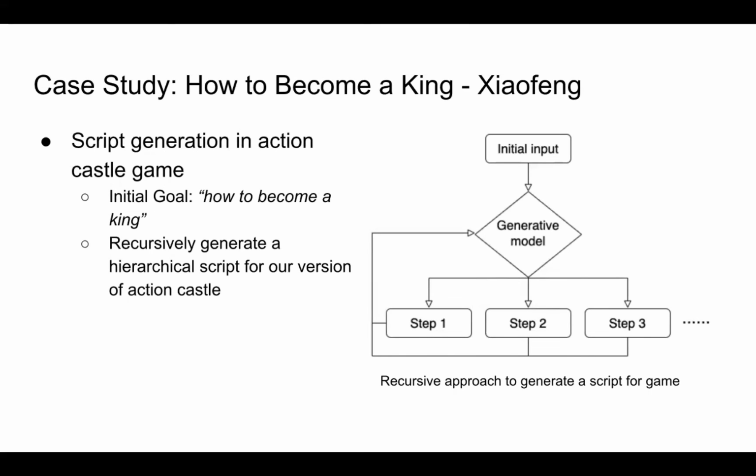To explore if the knowledge learned from WikiHow and the Rockstories can also facilitate the zero-shot learning of game scripts, we now present a case study in the context of the Action Castle game. The idea is that with our generative model, we initially input how to become a king to the model, which by our definition is the final goal of the game. Then we take each output step as input to the model, and for each of them, the model generates a sequence of steps at the next level, and so on and so forth.